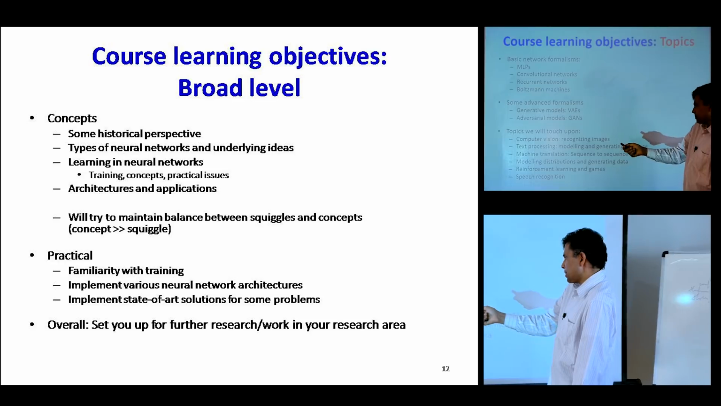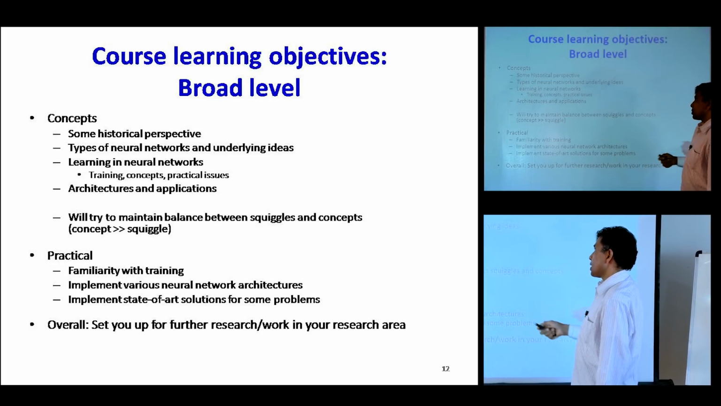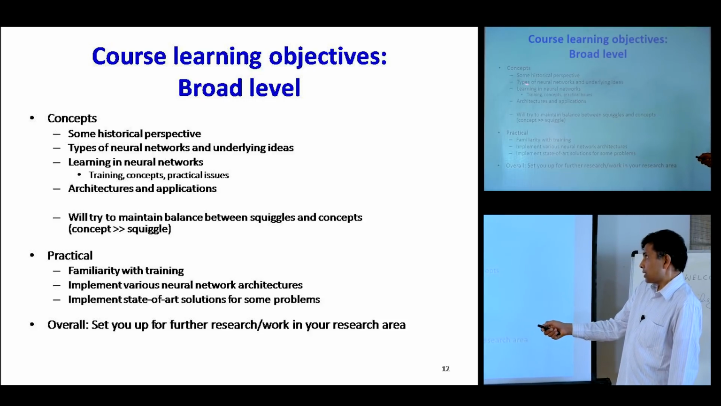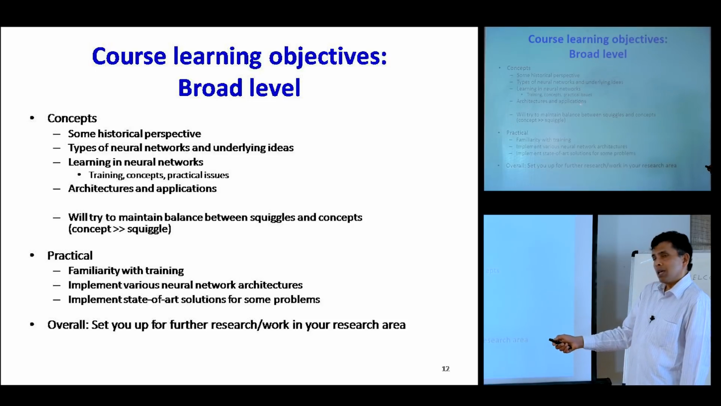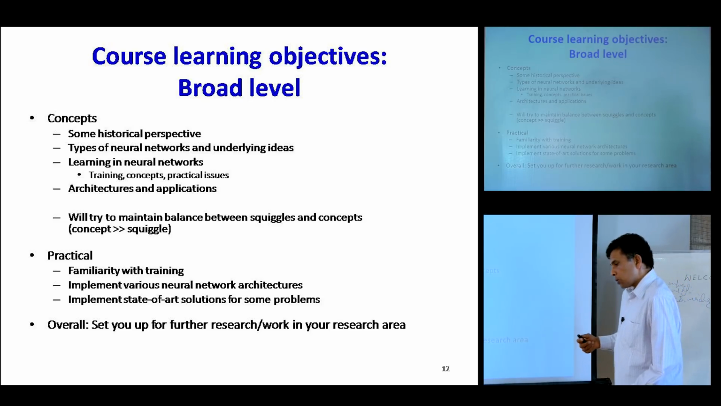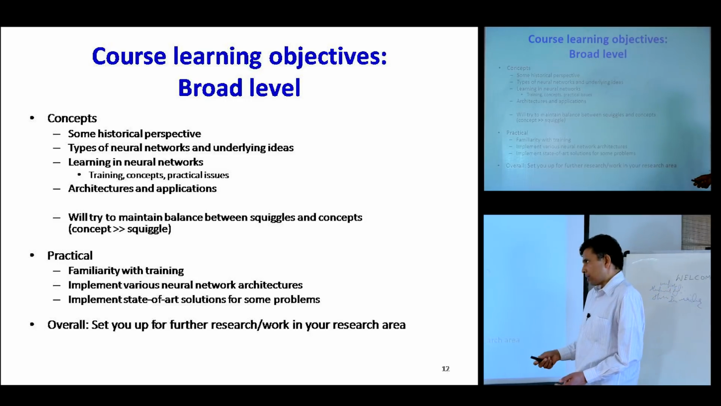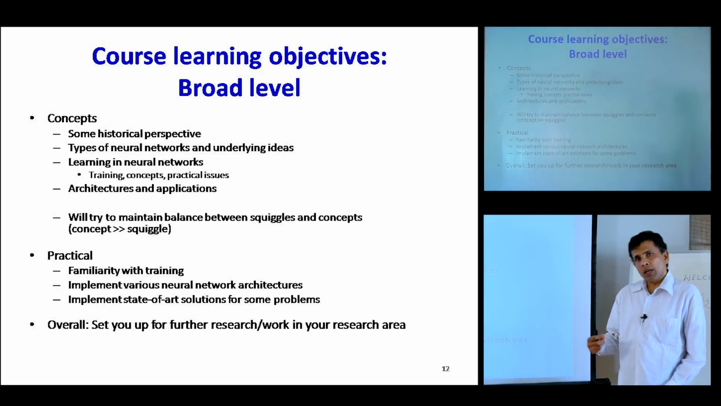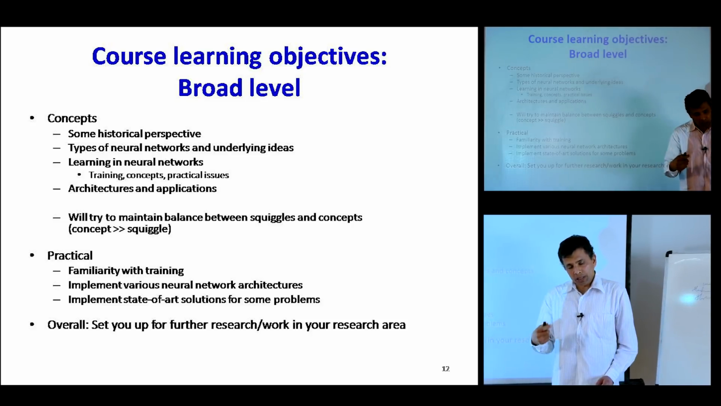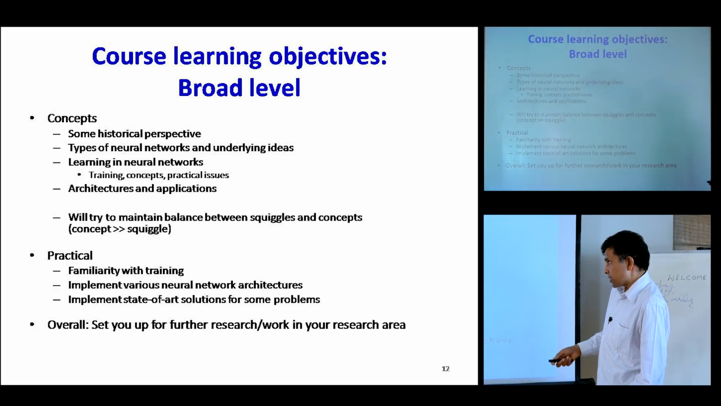At a broad level, here is what we will be trying to teach you. We will cover concepts, starting with some historical perspective, talk about different types of neural networks and underlying ideas, how neural networks can be learned, including training and practical issues, and about various kinds of architectures and applications. The course is going to try to balance implementation and theory, with the focus being on trying to impart concepts to you. We are not so highly focused on the theoretical aspects, the mathematics, the squiggles. We want you to understand the subject.